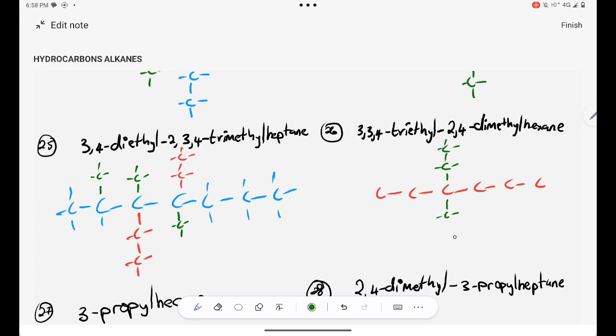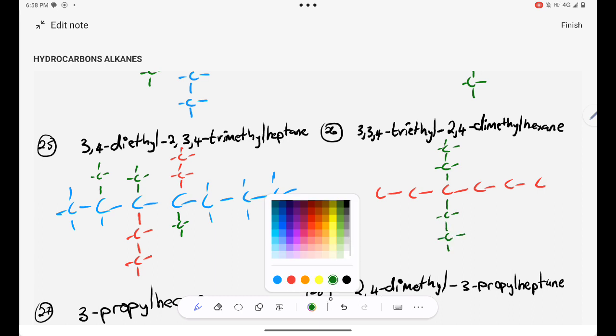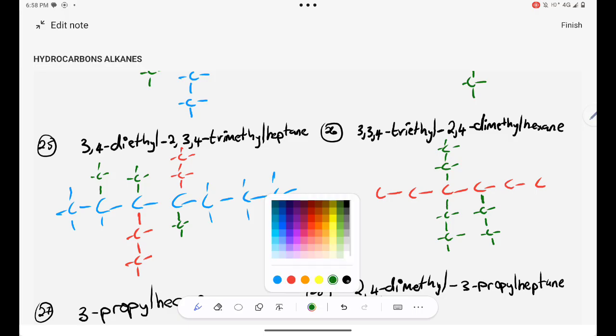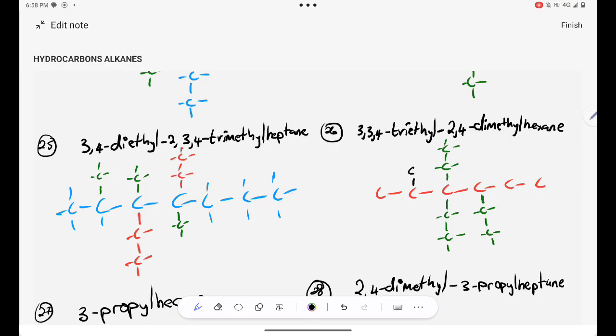And then I have another one as well at carbon number 3. Also in carbon number 4, I have an ethyl again. Okay, and then carbon number 2 and 4, I just have methyls. So that's carbon number 2, methyl. Carbon number 4, I have a methyl there. All I have to do is to write down the hydrogens.